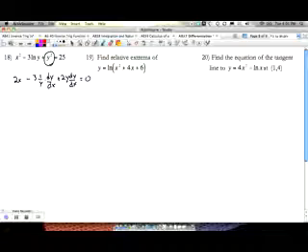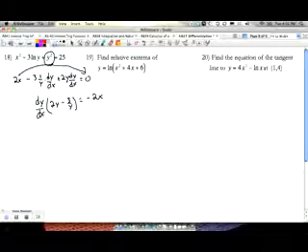We want to group our dy/dx's on one side and everything else on the other. So I'm going to put dy/dx here on the left. And those pieces are going to be 2y minus 3 over y. And that's going to be equal to negative 2x if I move the 2x over to the other side.